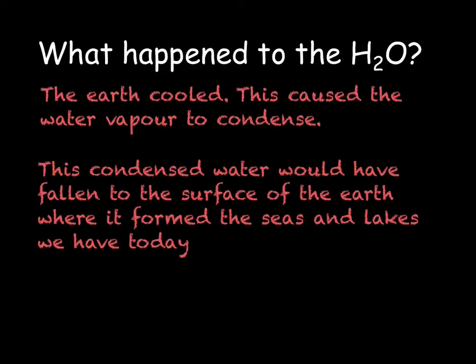First, we're going to look at the water. So what exactly happened to it? Well, over time, as we got less and less volcanic eruptions, the atmosphere started to cool. The Earth itself started to cool down. As it did so, the water vapour in the atmosphere condensed and it formed the oceans that we have today.